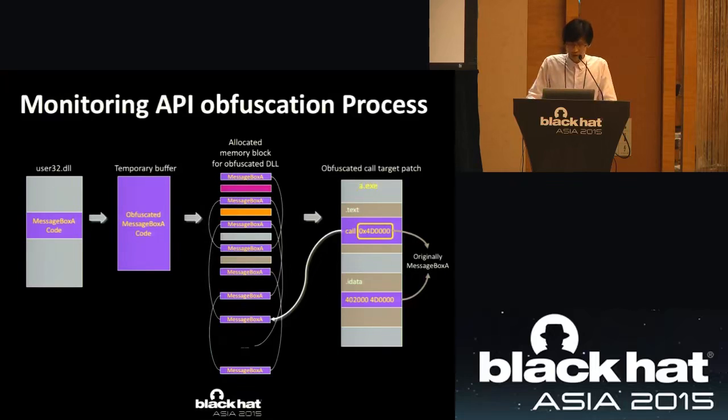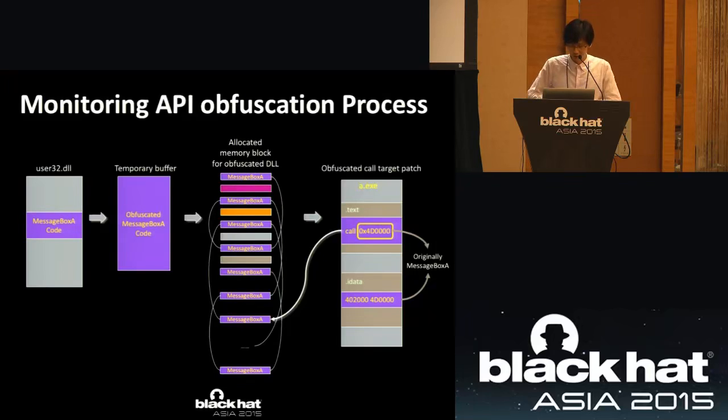And finally, after the API obfuscation ends, the packer changes the call instruction. The call target is changed to the first address of the obfuscated function, and sometimes the function is called via register or indirect call. They change the import address table to obfuscated addresses. So we need to identify the address.